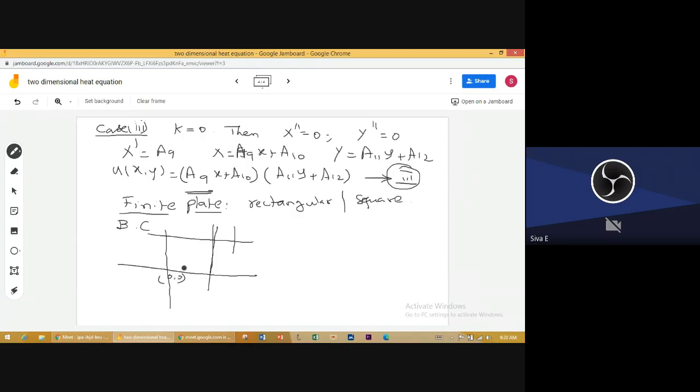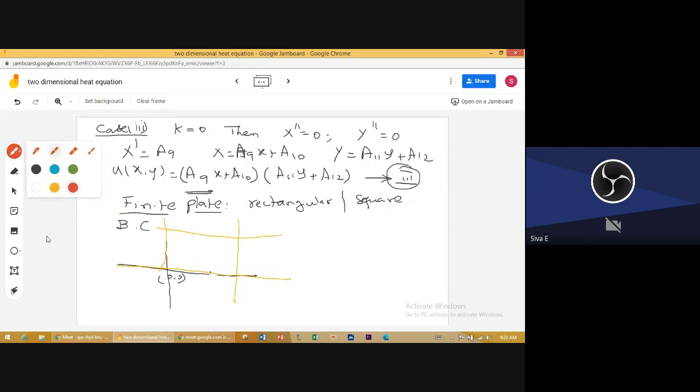Generally, I can draw a bigger diagram. Okay, fine. This is the square plate.